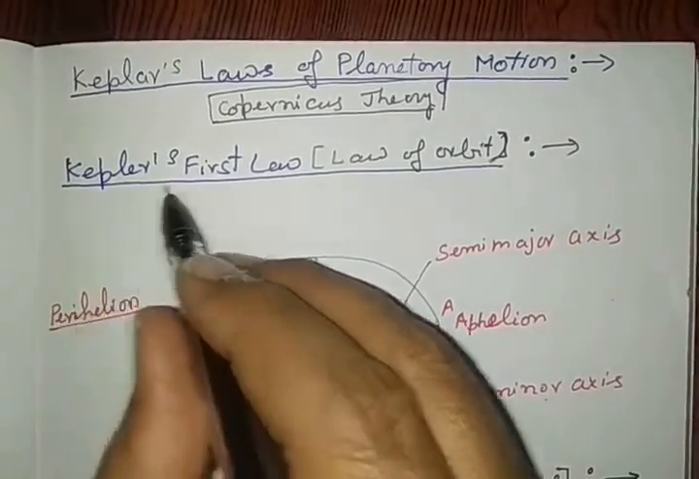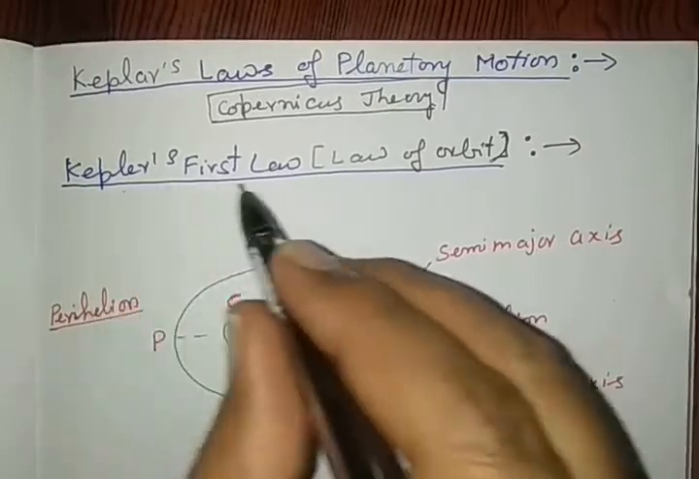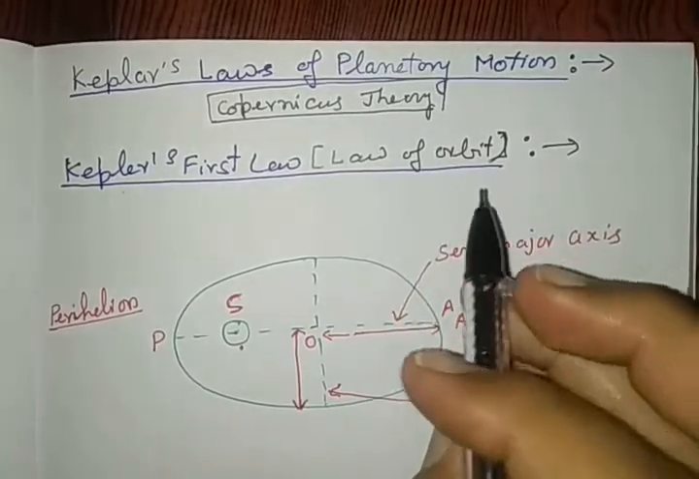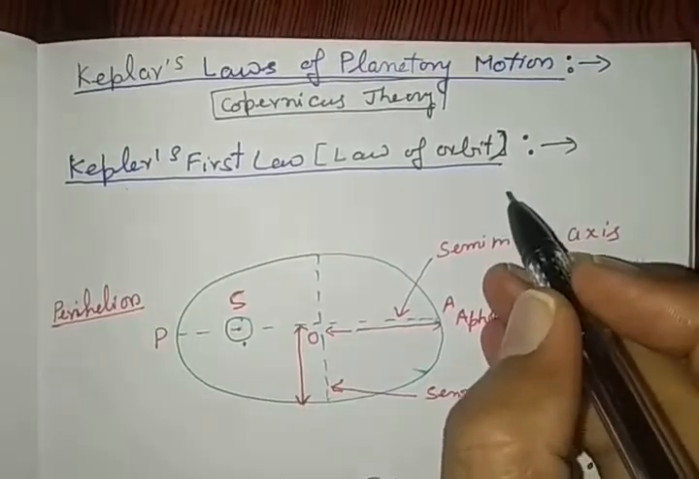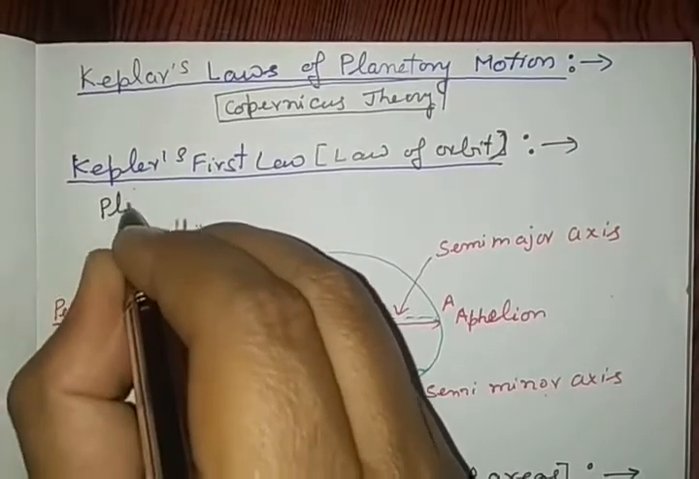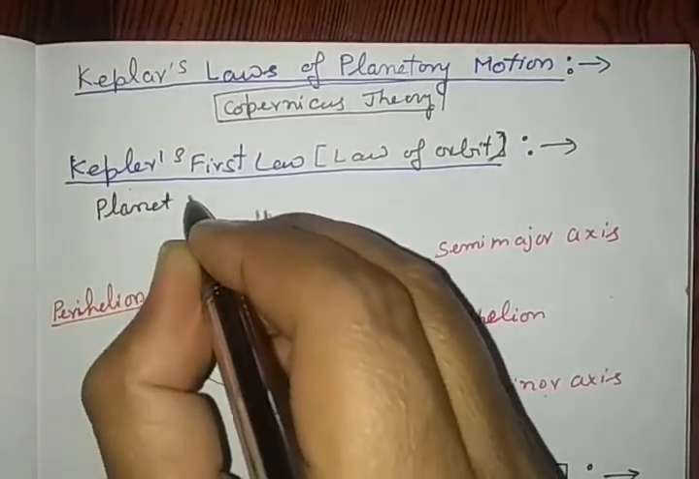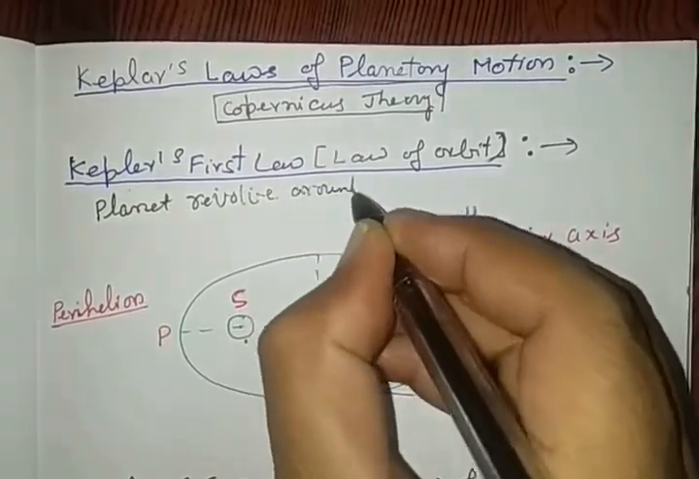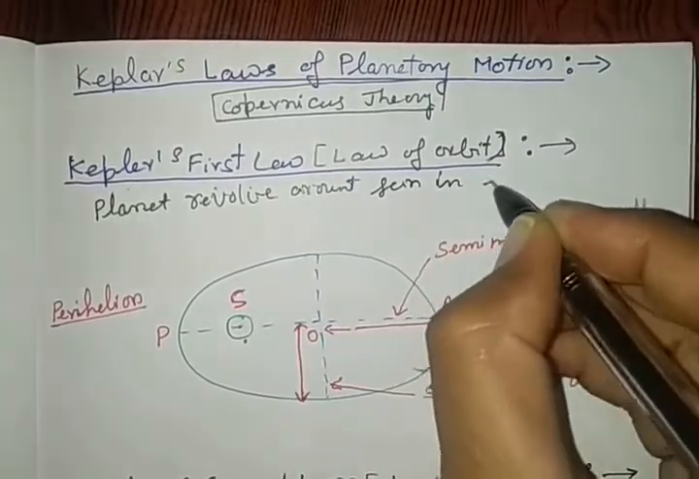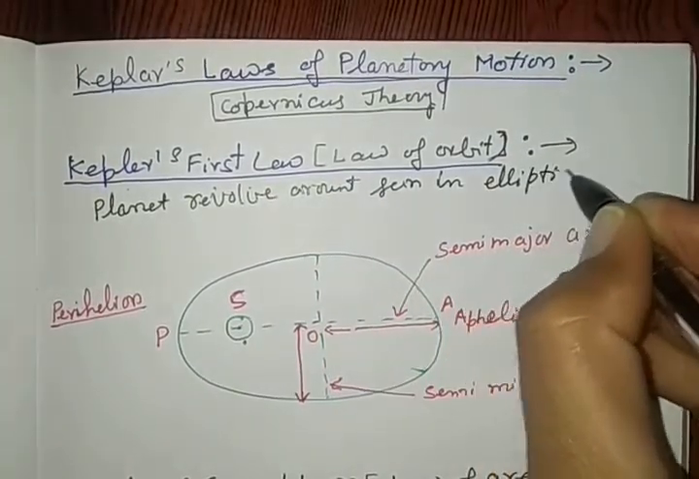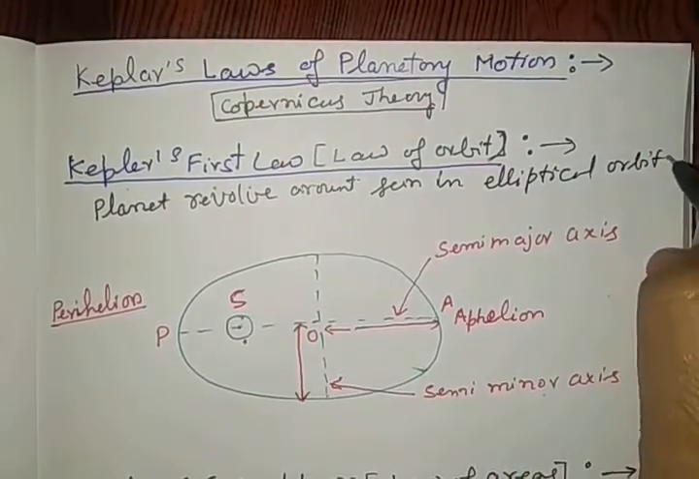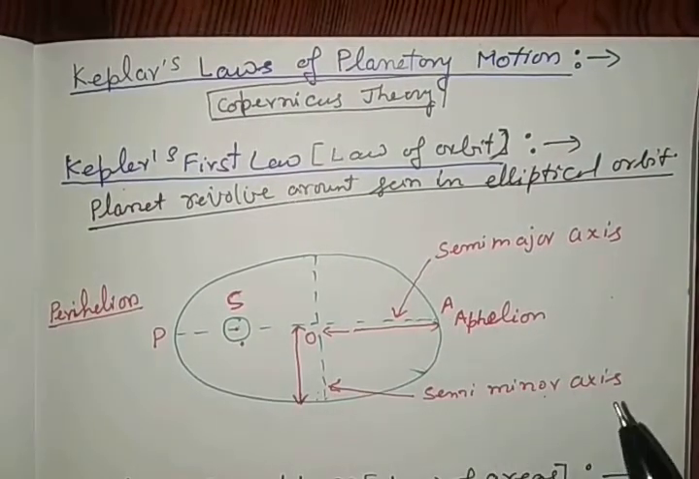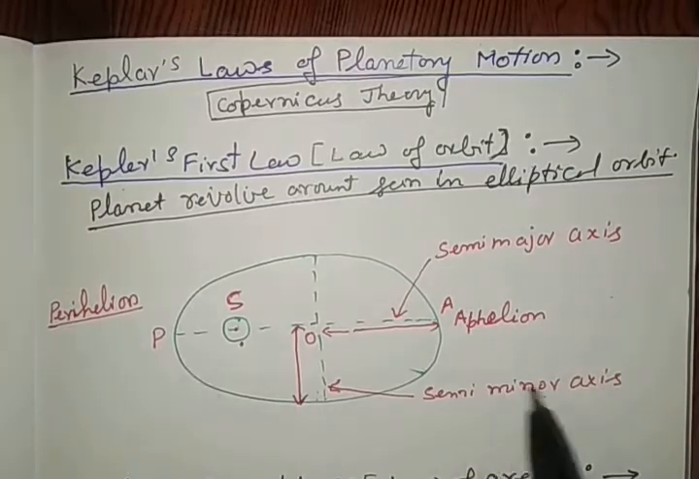In that, the first law we are going to see. Kepler's first law of planetary motion is known as the law of orbit. According to this law of orbit, planets revolve around the sun in elliptical orbit. See the concept here. Planets revolve around the sun in elliptical orbit.